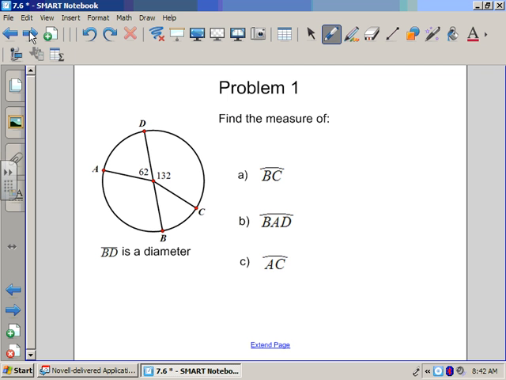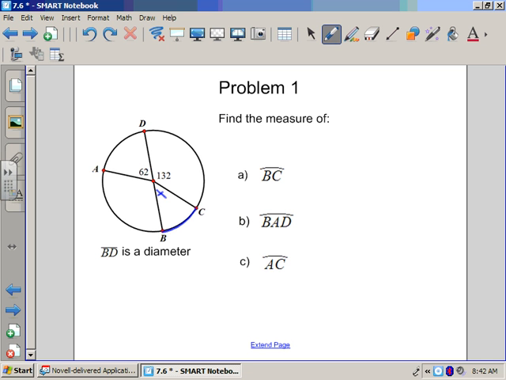All right, try some problems on your own. Go ahead and pause the video and try to find the measure of these three angles. BD is a diameter. I am trying to find the measure of arc BC. Notice it said measure, not length. So all I need to do is find the measure of this central angle.